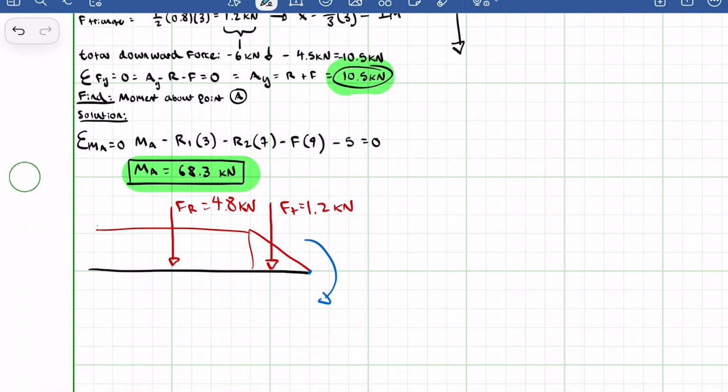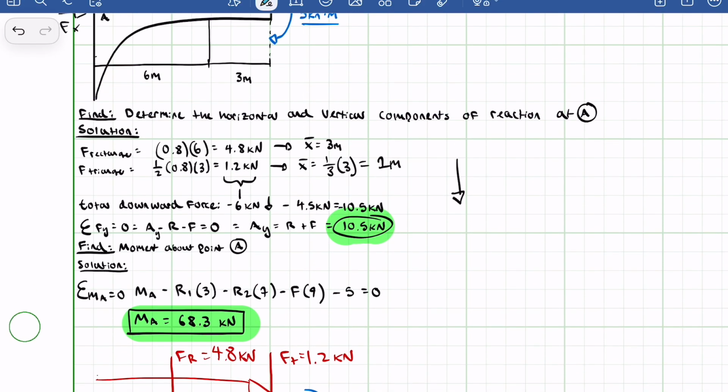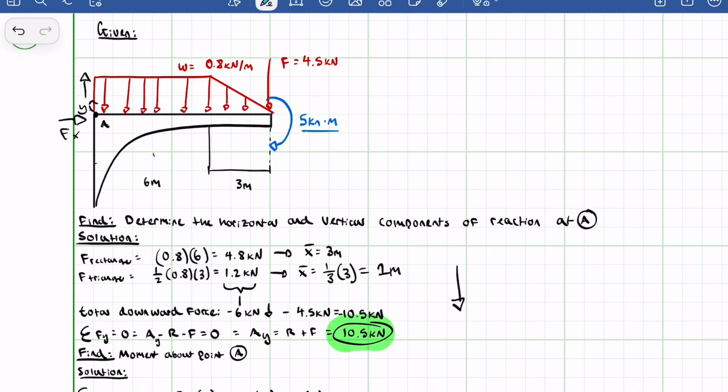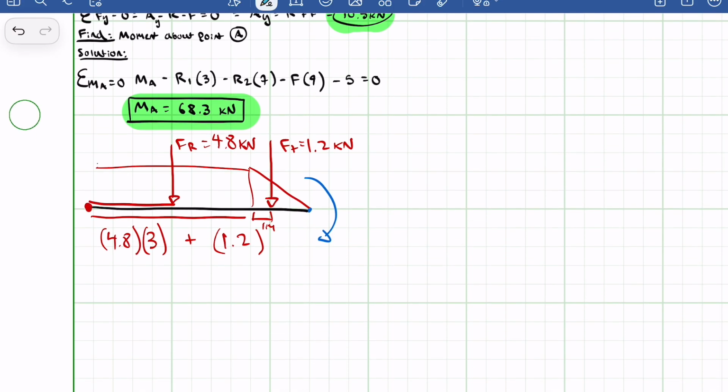And then it's pretty simple if you remember how to calculate moments, which I'm sure you do. You take your force, so 4.8, you multiply it by the distance it is away from the place that you want to find the moment. In this case, it's going to be half of 6, which is going to be 3. 4.8 times 3 plus 1.2. And how far is it away? Well, it's 1 meter here, right? But you can't forget about all this, and so it's going to be 6 plus 1, which is going to be 7, right?